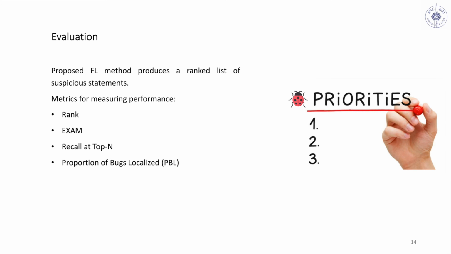reached. The third, recall at top N, shows the number of cases in which at least one bug was found after examining N statements in the ranked list. And the last one, the proportion of bugs localized, PBL, we apply to multiple-bug cases. It presents the proportion of the bugs which are detected after examining a certain number of statements in the system. With these metrics, we apply a simple localization technique and show the baseline result in our article.